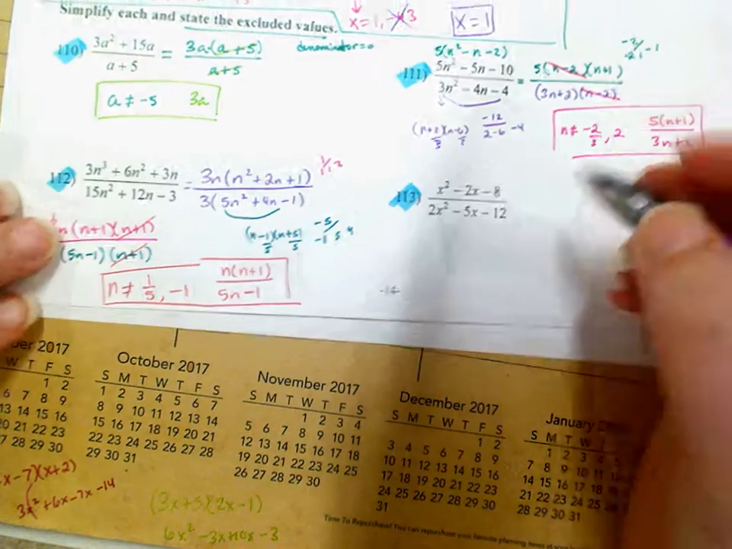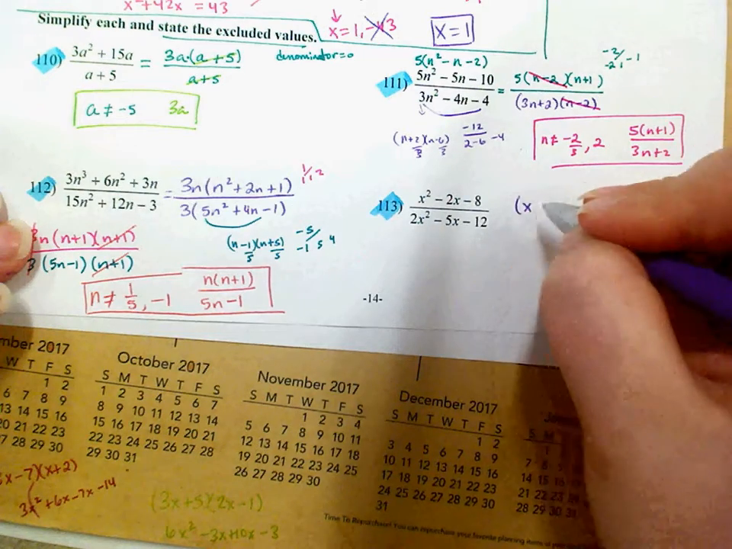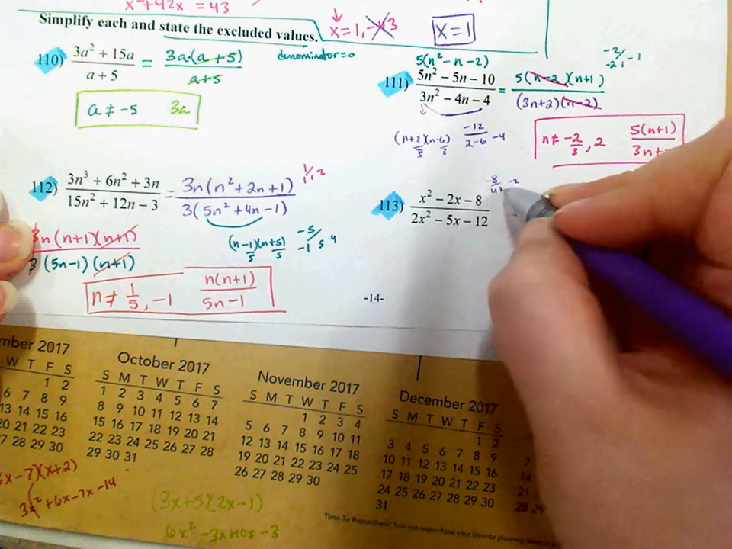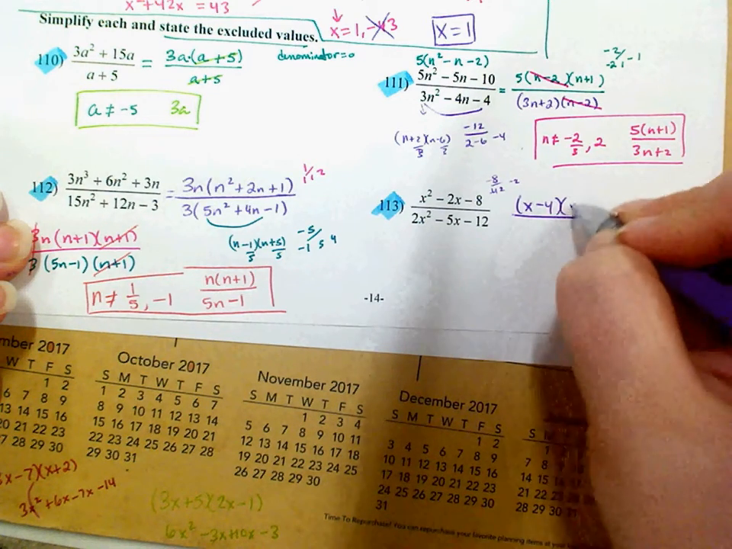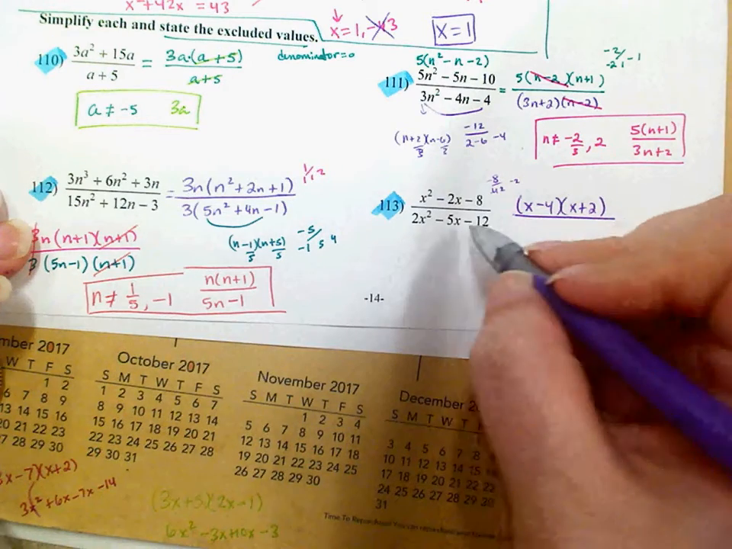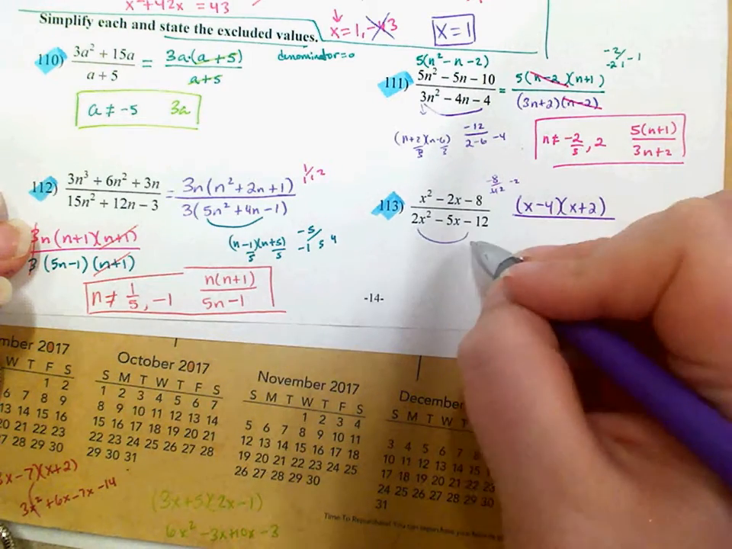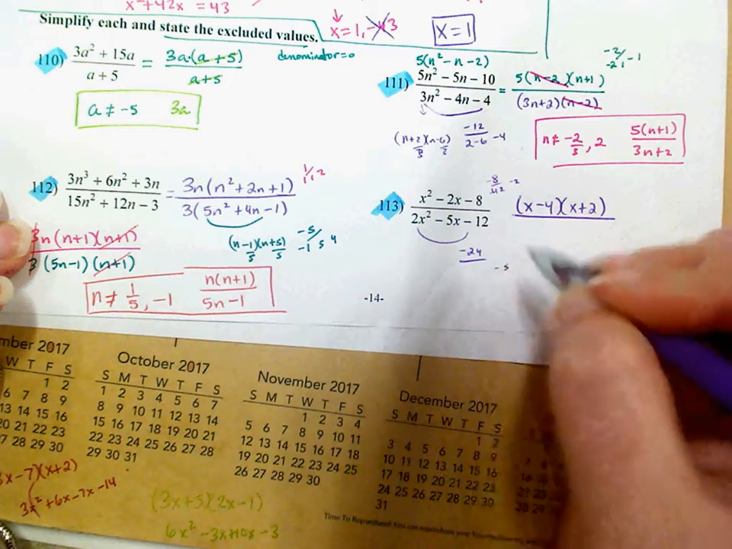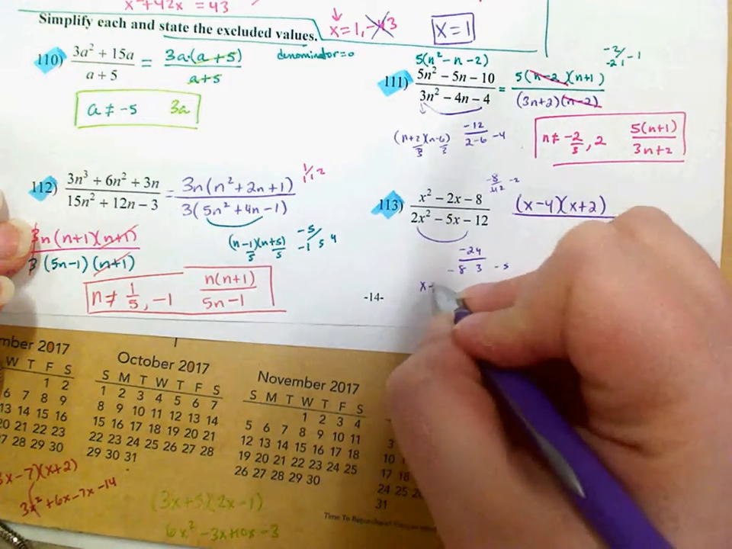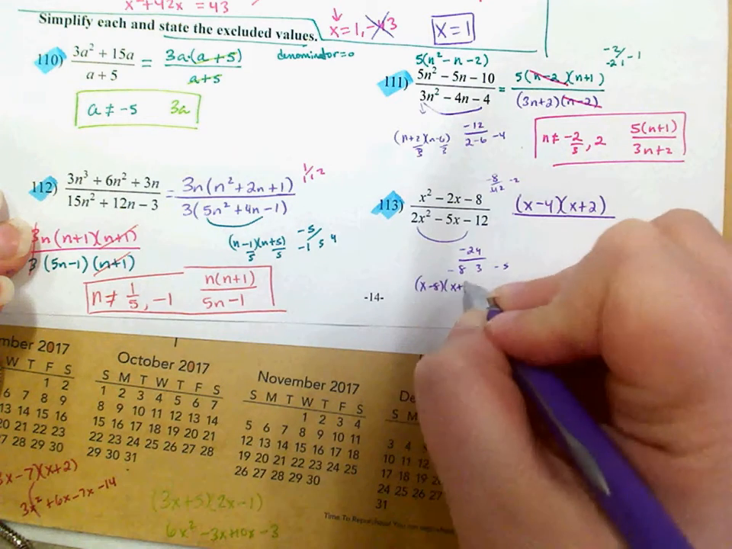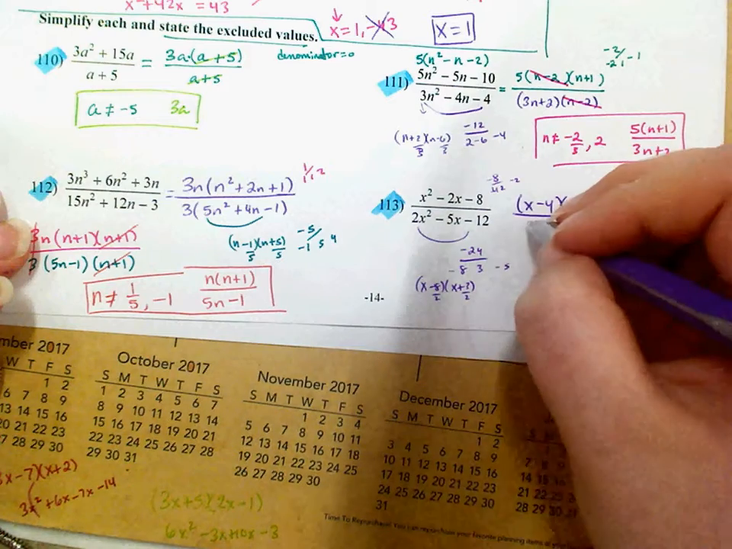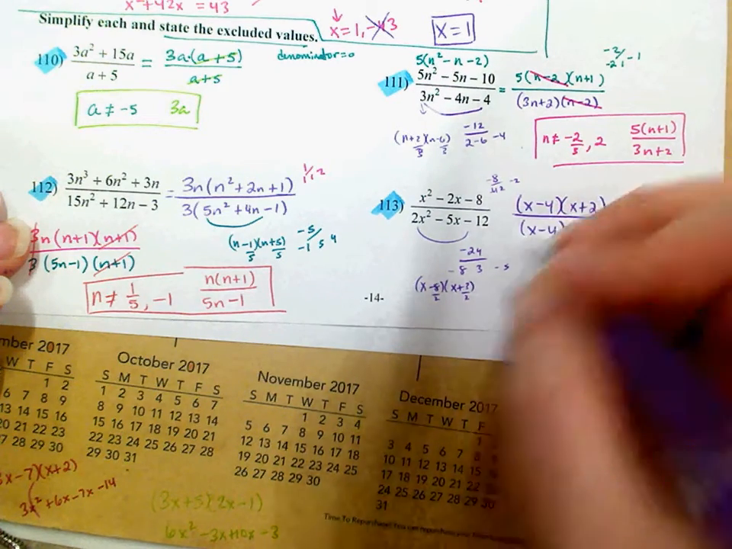Right here I've got the numerator. The factors of negative 8 that add up to negative 2 are 4 and 2, with a negative 4. And the denominator I need to do bottoms up, because 2, 5, and negative 12 don't have a common factor. So the factors of negative 24 that add up to negative 5 are 8 and 3, with a negative 8. So I've got x minus 8 and x plus 3. Got to remember to divide by the 2. So this simplifies to x minus 4, and this one simplifies to 2x plus 3.